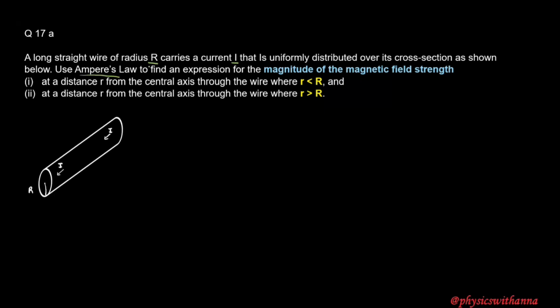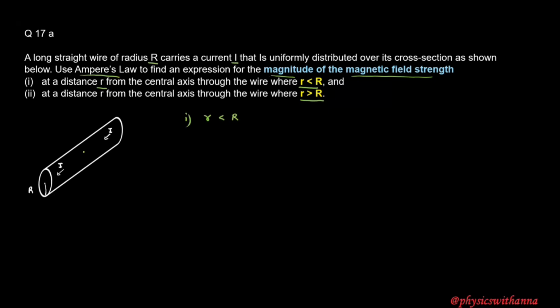Use Ampere's law to find an expression for the magnitude of magnetic field strength, first at a distance r from the central axis of the wire where r is less than capital R, and then at a distance r from the central axis where r is greater than capital R. So let's look at the first case here. In this situation, the value of r, which is the distance at which you are finding magnetic field, must be less than the radius of the wire.